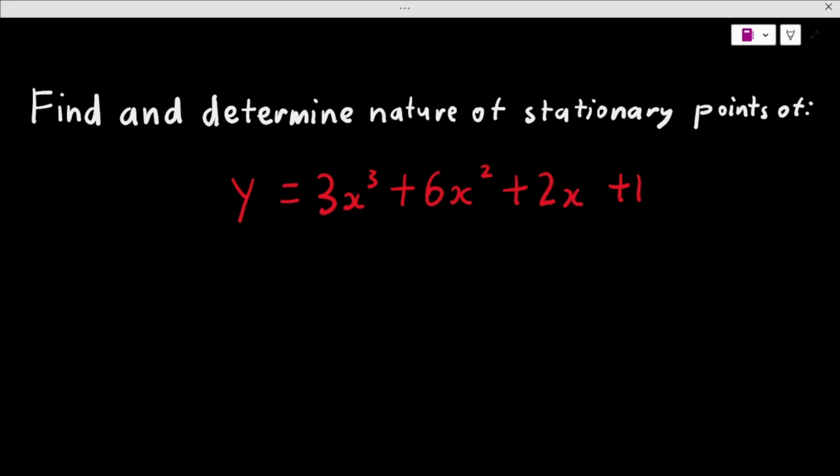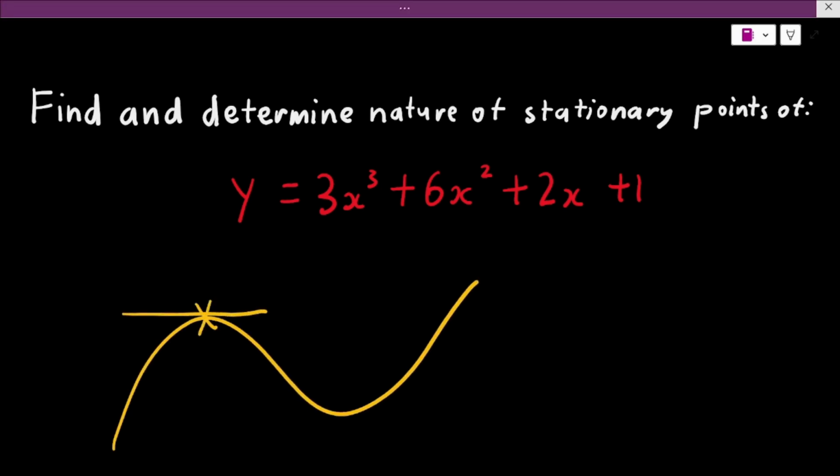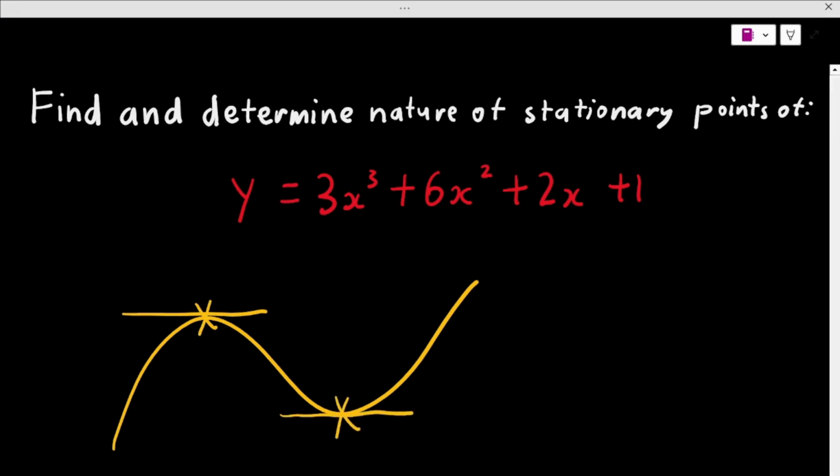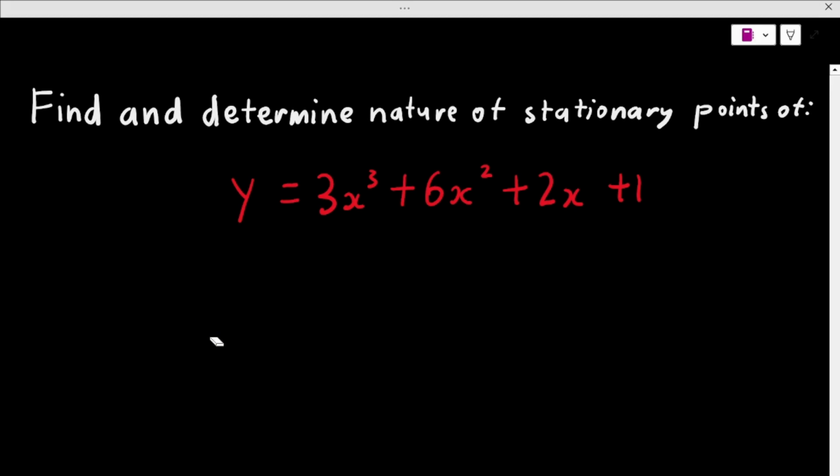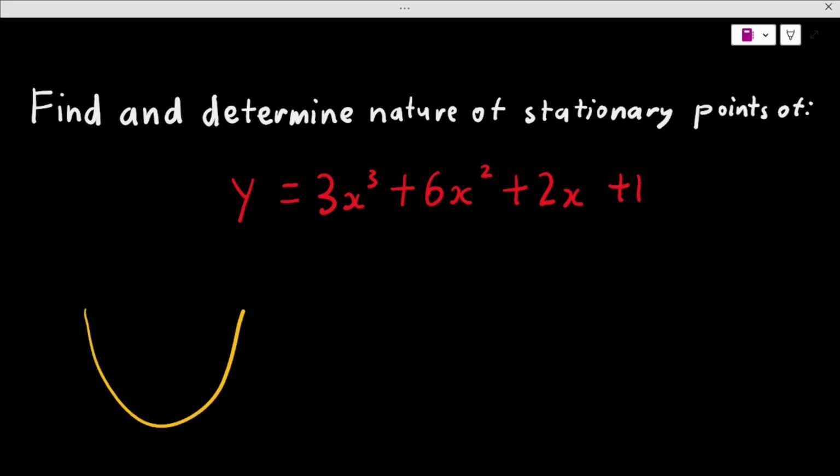Okay, first things first, what are stationary points and what does it mean to find the nature of them? Stationary points are points on the graph where the gradient is equal to 0. So, for example, these 2 points right here. The nature of the stationary points refers to the type of stationary point it is. There are a few possible ways a stationary point can occur. It can be a minimum point, a maximum point, or a point of inflection.